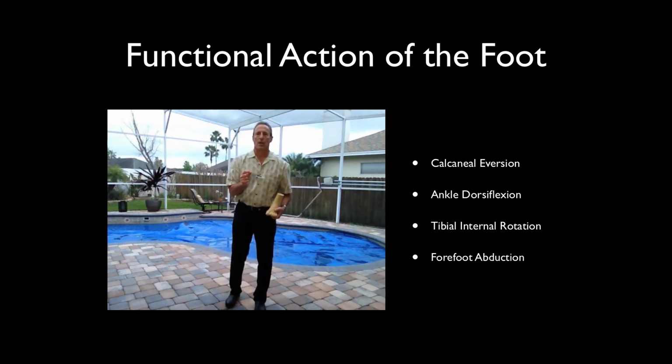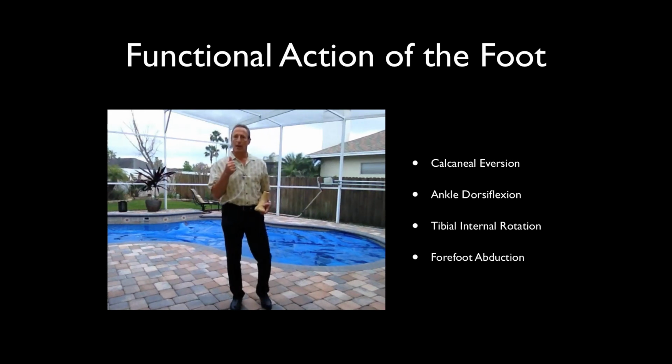So as a review, the four big rocks that we need to make sure the foot is going through are calcaneal eversion, dorsiflexion, tibial internal rotation, and forefoot abduction. If any one of those components gets limited in motion, you will see that the system is going to become limited in motion, and that's when we often develop compensations.